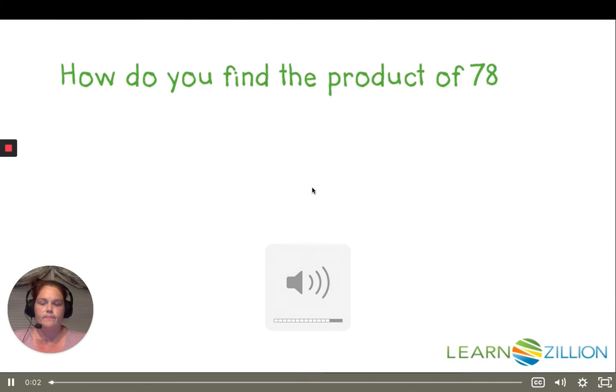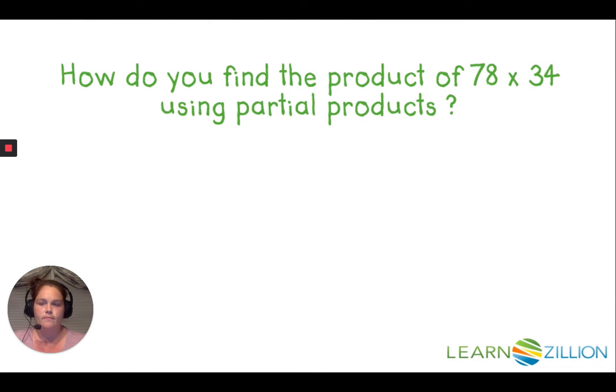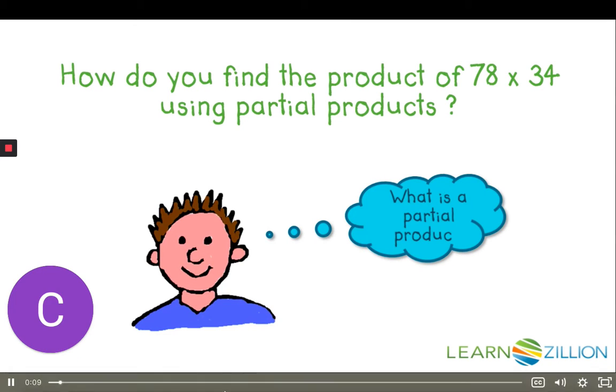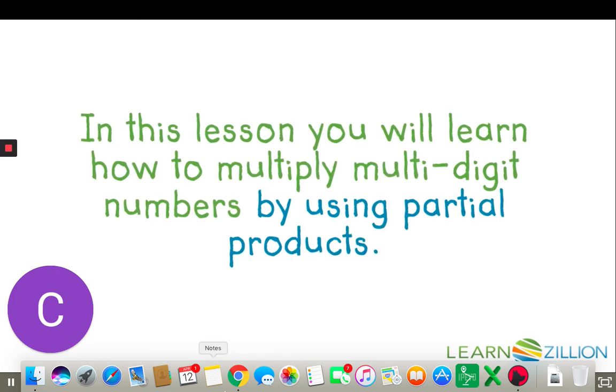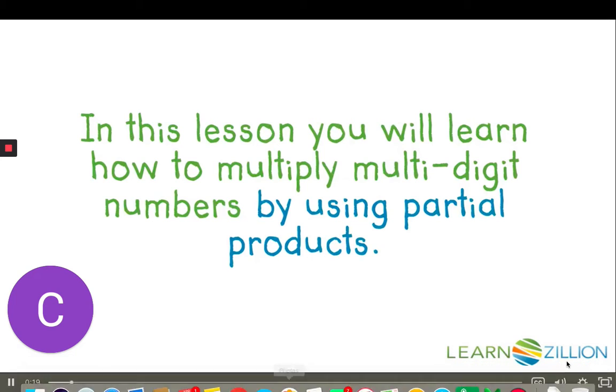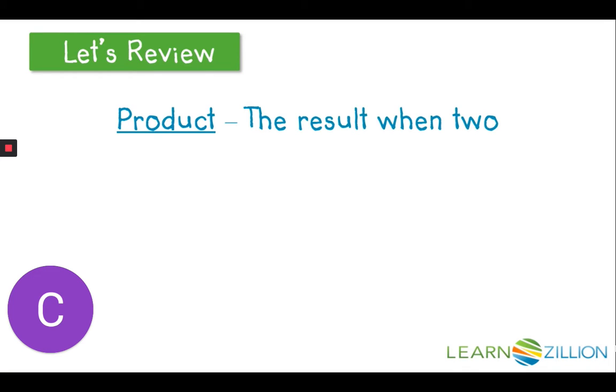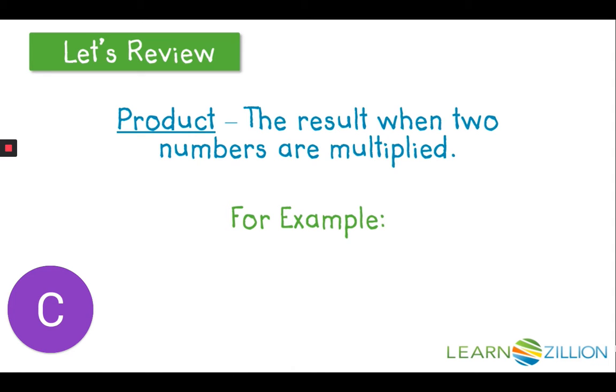How do you find the product of 78 times 34 using partial products? What is a partial product? In this lesson, you will learn how to multiply multi-digit numbers by using partial products. First, let's review. A product is the result when two numbers are multiplied. For example, 4 times 5 equals 20.